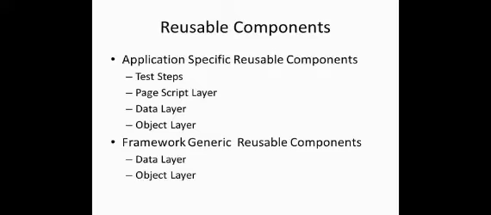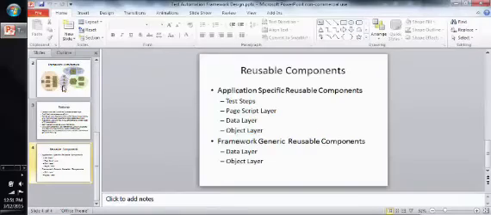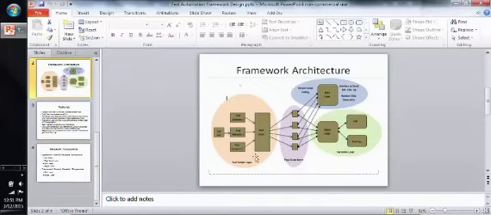Then reusable components. What are my reusable components from the framework? How can I reduce my time for automating my next application? That's the question here. So application specific reusable components: test steps, page scripts, data layer, and object layer. Test steps, page script, data layer, and object layer. That is test script layer.